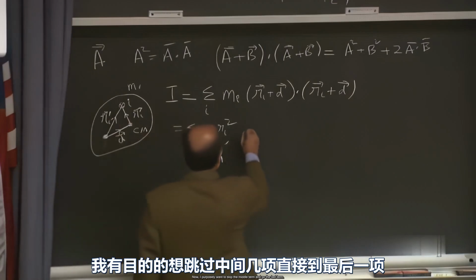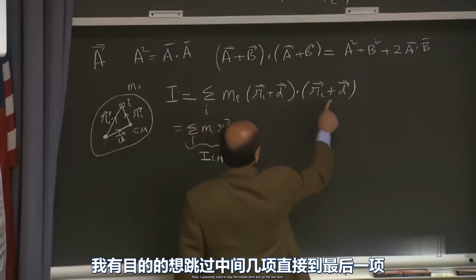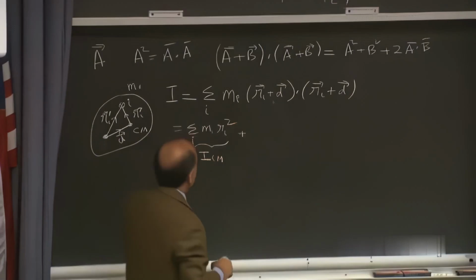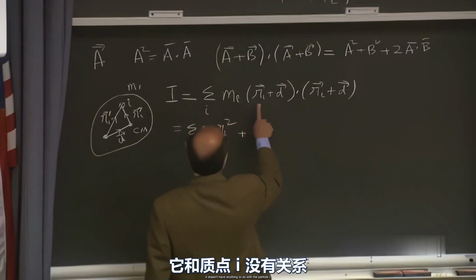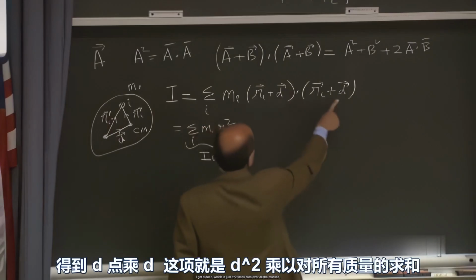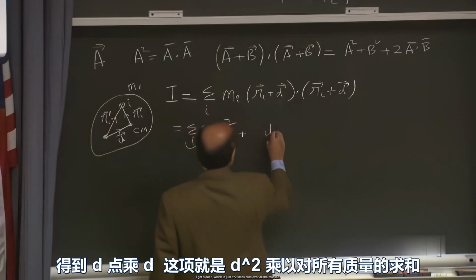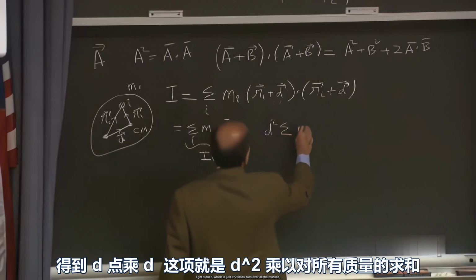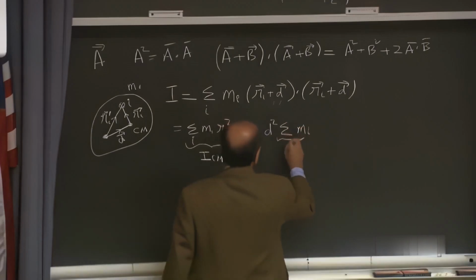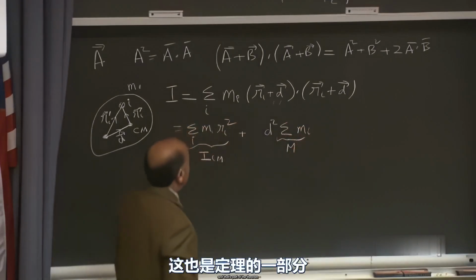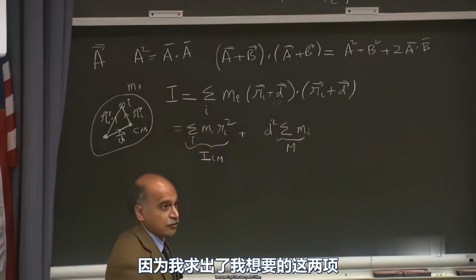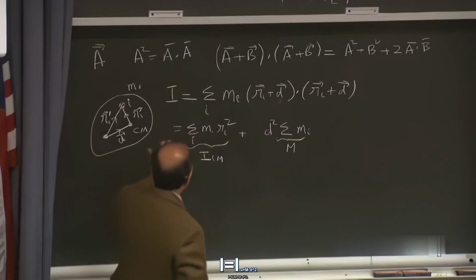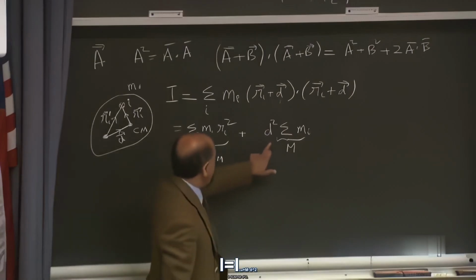Now I purposely want to skip the middle term and go to the last term. In the last term, there is no sum over i because D is a fixed vector. It doesn't have to do with the particle i. I get D dot D, which is just D squared, times the sum over all the masses, which is just the total mass, and that's part of the theorem. Because I got the two parts I like: I is I_CM plus M D squared.